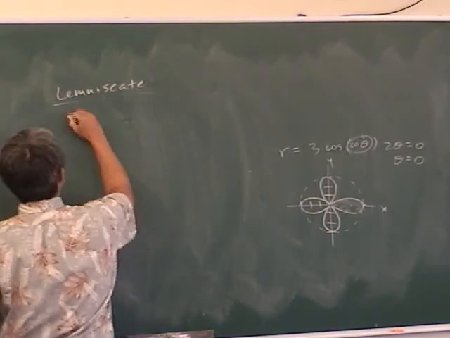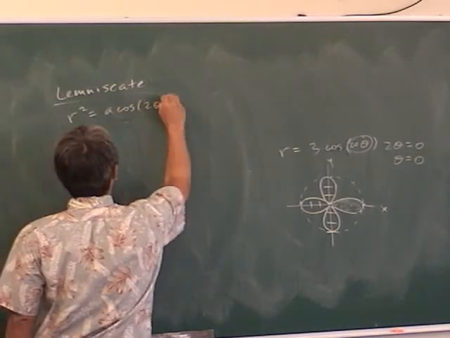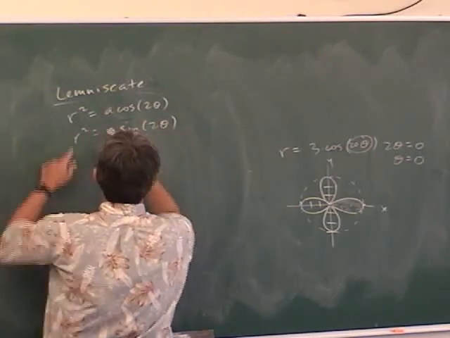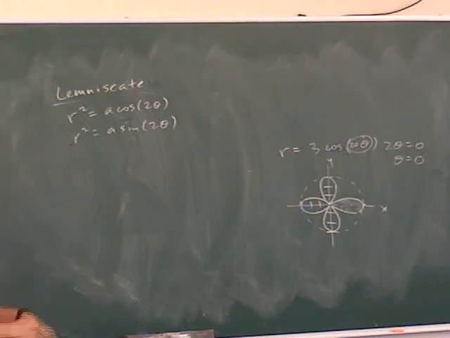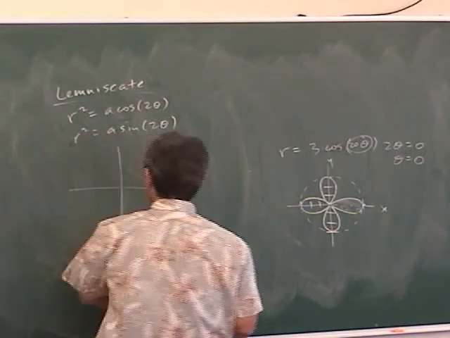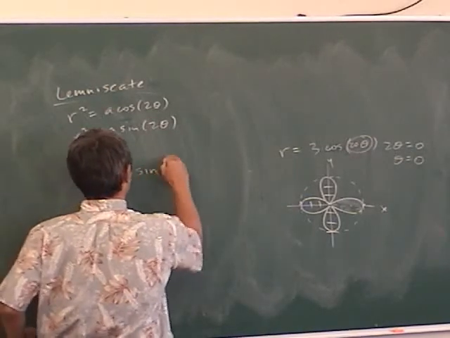Okay, lemniscate. Lemniscates have these equations: r squared equals a cosine 2 theta, r squared equals a sine 2 theta. So first of all, it has to be r squared, and you have to have 2 theta. That's what a lemniscate is. Now, what is a lemniscate? Why don't I give you an equation first? r squared equals 9 sine 2 theta.